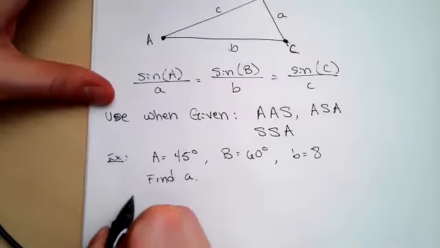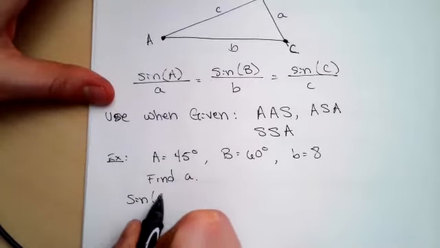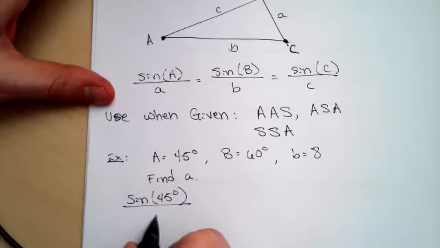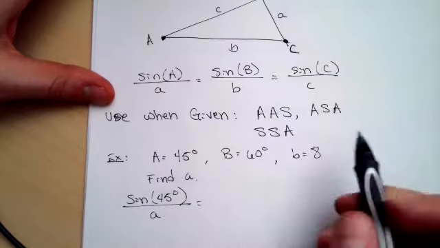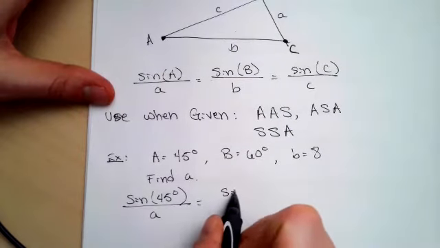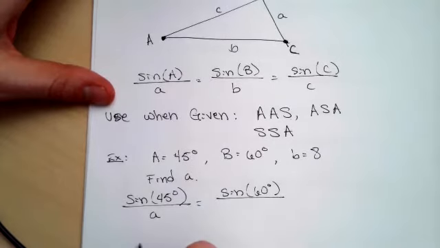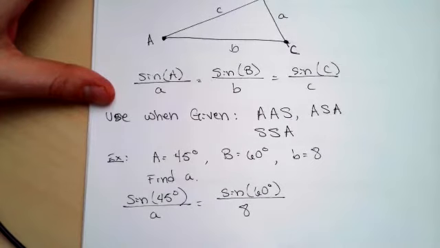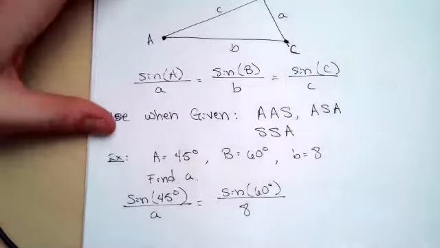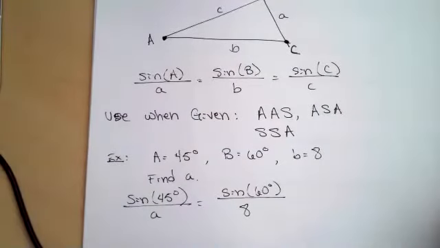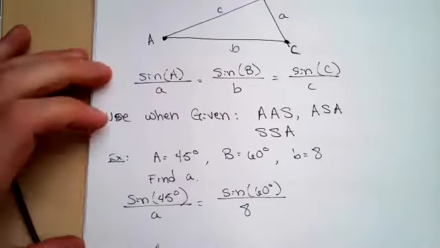So we'll just plug it into our formula. Sine 45 degrees divided by A, which we don't know, is equal to sine B over B, sine of 60 degrees over 8, since B was 8. I'm just plugging in the values into that equation for the law of sines. And now we just solve for A.